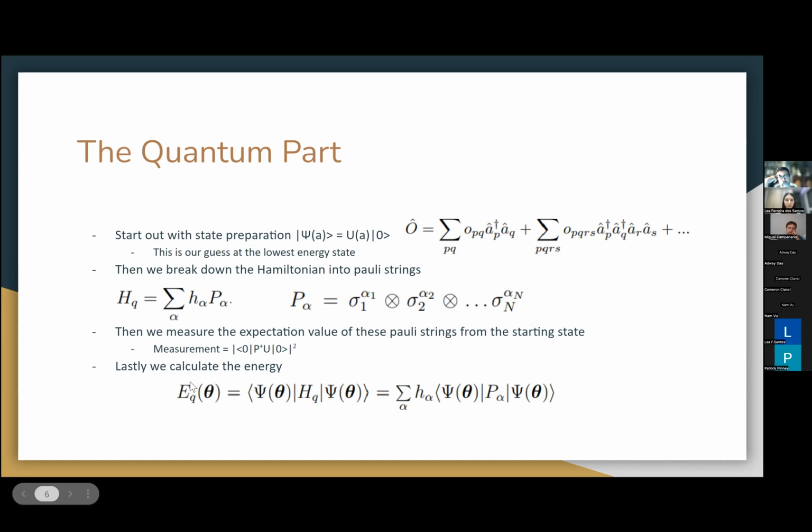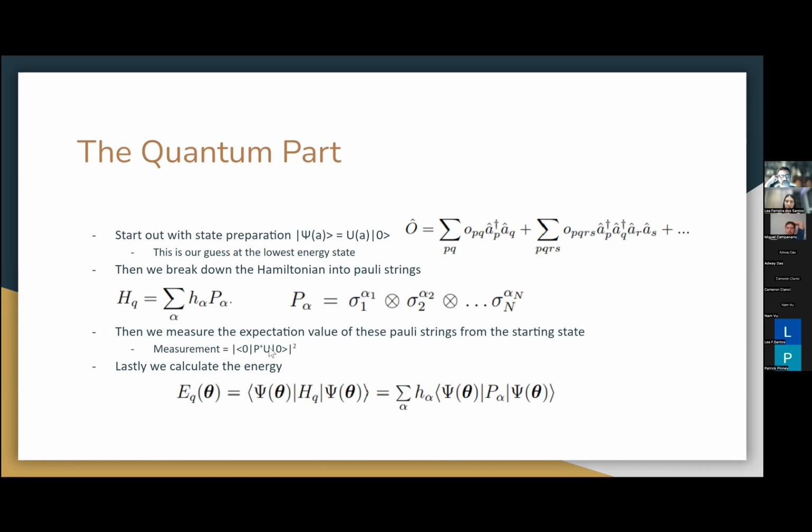That might be a little bit complex, so I'll leave a second for any questions or for you guys to think about this. Yeah, this part here. In the measurement, Cameron, what do you mean? Like this measurement 0 P dagger U 0? It means that you have evolved.